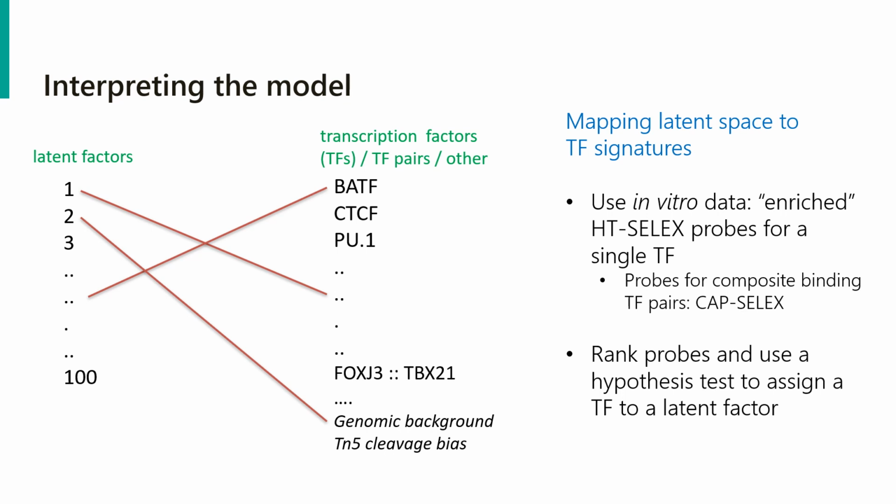What we do to map these is that we take in vitro data such as high throughput SELEX probes from transcription factor binding experiments. We take all the enriched probes from a single transcription factor experiment and we take these probes from all TF experiments and we rank the probes for a particular latent factor and then assign that latent factor to the TF for which the probes are ranked the highest. This gives us a mapping between the latent factors and transcription factors. Once we have this, we can use it to evaluate the model on various tasks. Coming to the results.